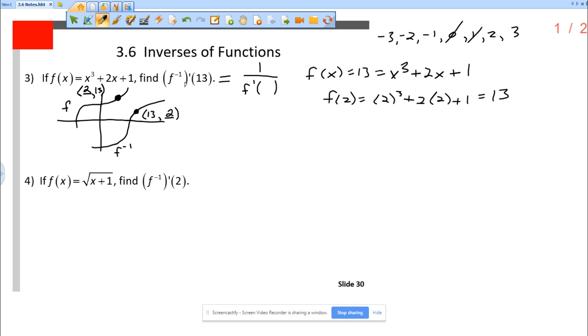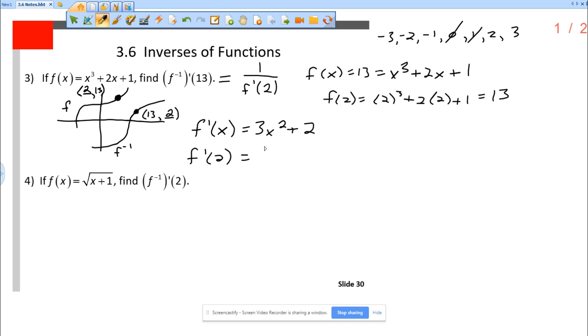So now remember, we said that f inverse prime of 13 is equal to the reciprocal of f prime of 2. So now what do we do? Well, I need to find f prime of 2. So I start by finding f prime of x. So that would be 3x squared plus 2. And so then I find f prime of 2.